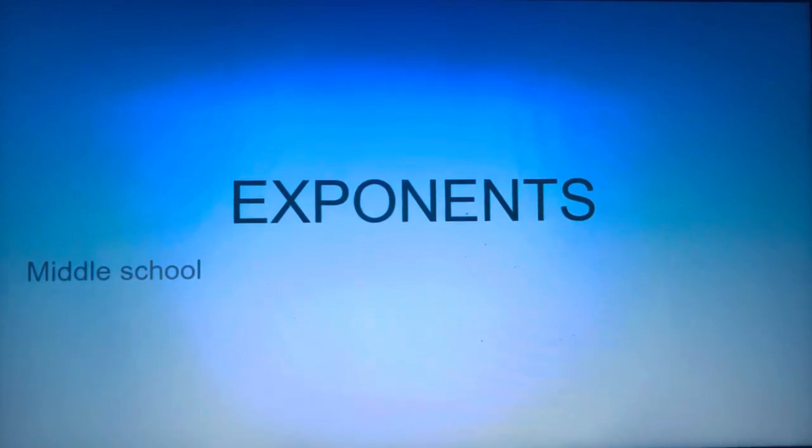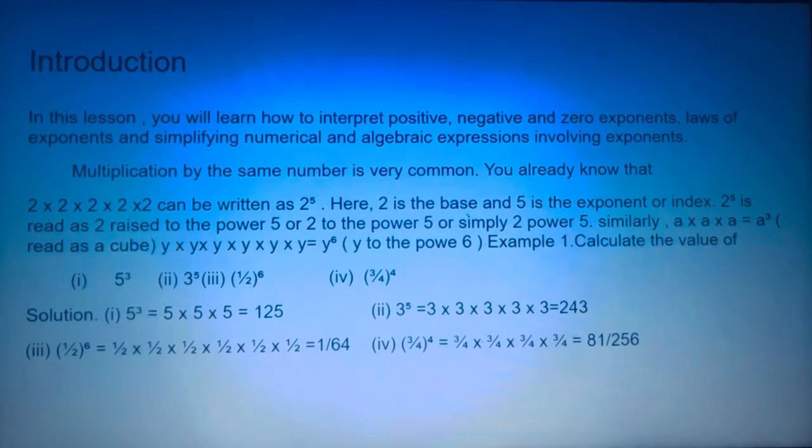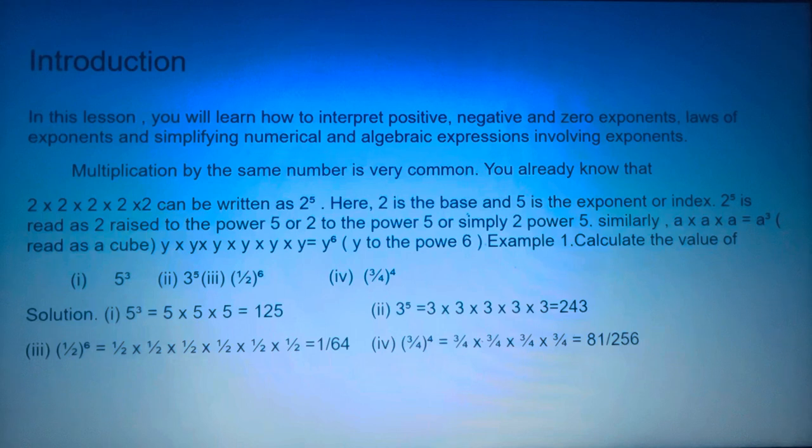Today's lesson is exponents for the middle school 6 through 8. Today you learn about what are exponents and what are the laws of exponents. Now, let's see the intro of this lesson. In this lesson, you will learn how to interpret positive, negative, and zero exponents, the laws of exponents, and simplifying numerical and algebraic expressions involving exponents.